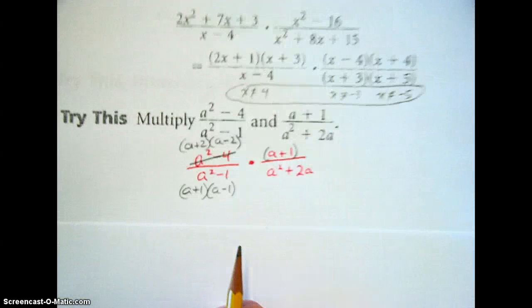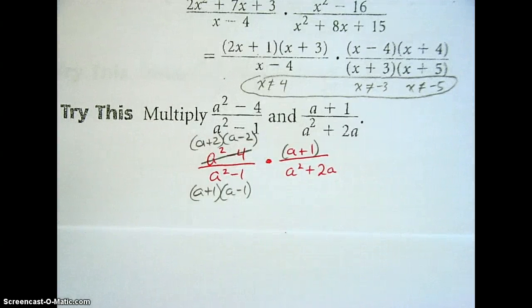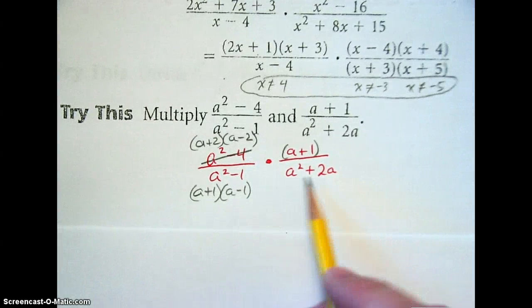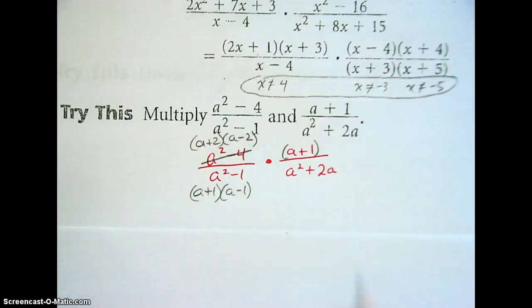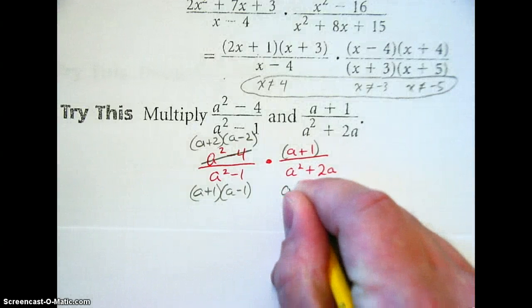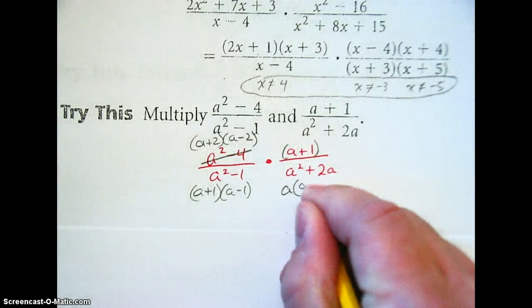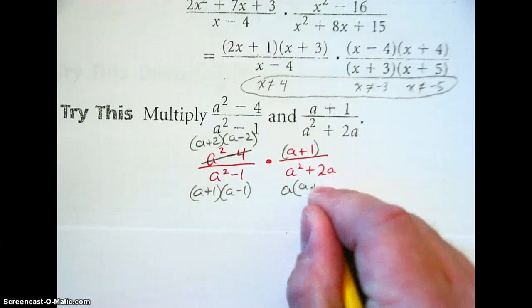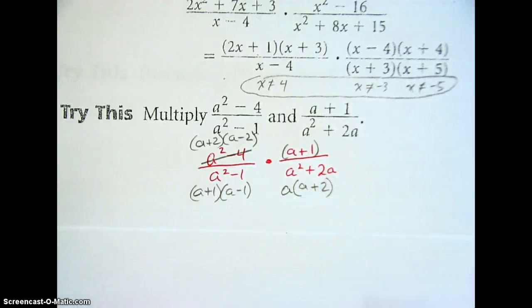Okay? But then we look at the a squared plus 2a. Some of us were struggling with that. What comes out of both of those? A, good. A times what is a squared? And a times what's 2a? 2. Good. So now the denominator is all factored.